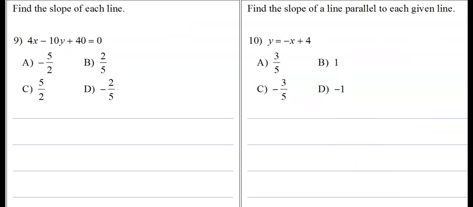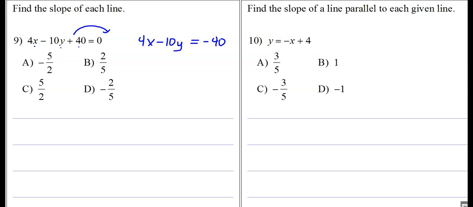All right, 9 and 10. Now we're in kind of who knows what form it is. This has X, this has Y as a constant. So I need to get it in one of the forms. I think the easiest way would be put it in standard form. So let's just go 4x minus 10y. And I'm going to throw this 40 to the other side and make it negative.